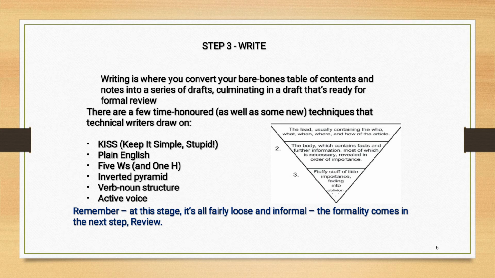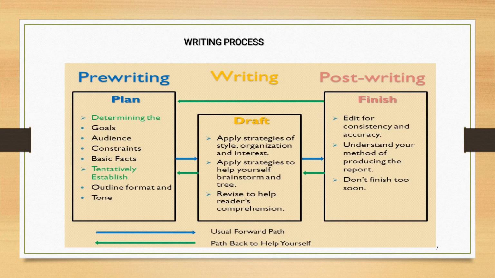Next is active voice. This is a very simple one. The technical document should be written in active voice as far as possible. Using the passive voice actually complicates the sentences and puts undue pressure on the reader. So, active voice is easy to understand and simple to use. One thing we should remember is that at this stage it's all fairly loose and informal. The formality comes in the next step, that is the review process.